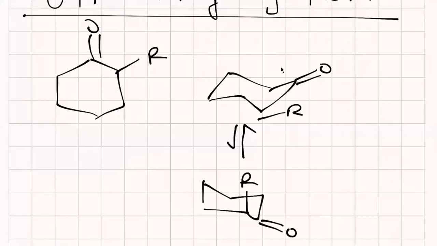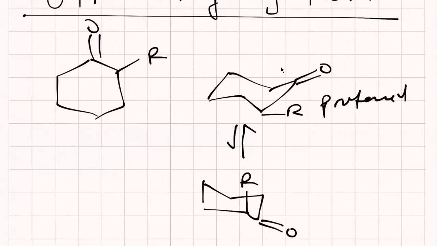All right, this would be the chair flip isomer, but this is the preferred isomer here, where R is equatorial. Same thing. The 1,3 diaxial strain of R being axial is diminished when you make R equatorial.